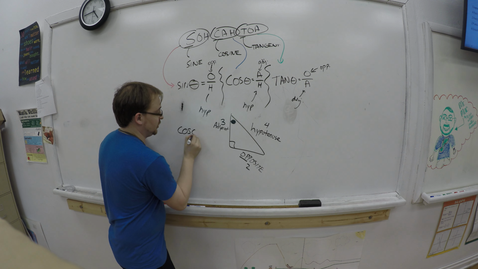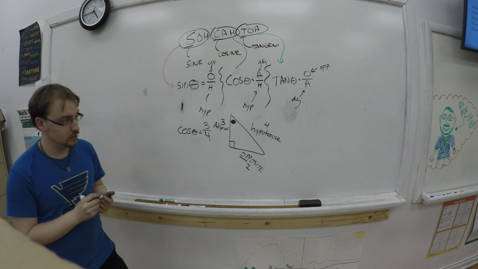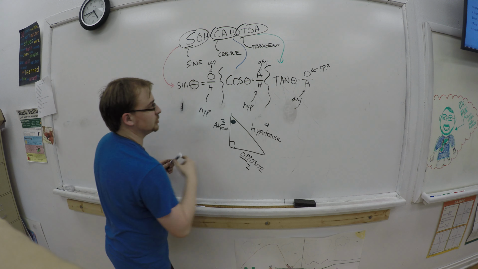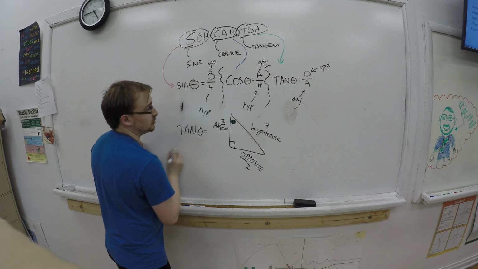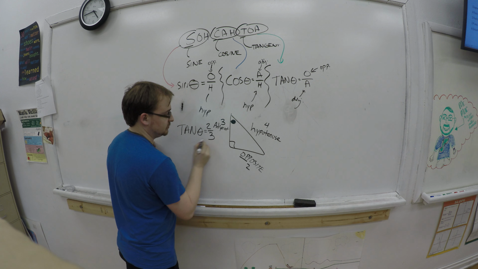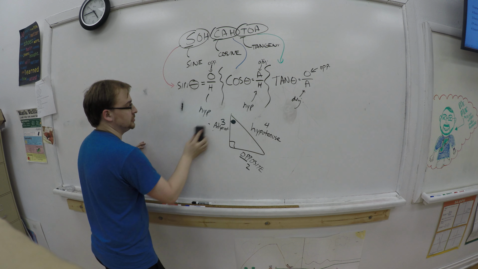So cosine of theta, whatever theta is, is going to be the adjacent, which is 3, over the hypotenuse, which is 4. Cool. Tangent, same difference. Tangent's interested in opposite over adjacent, so the tangent of theta, this angle, is going to be the opposite, this guy, over the adjacent, which is this guy. Cool, do we understand that? Awesome. Why is this useful?